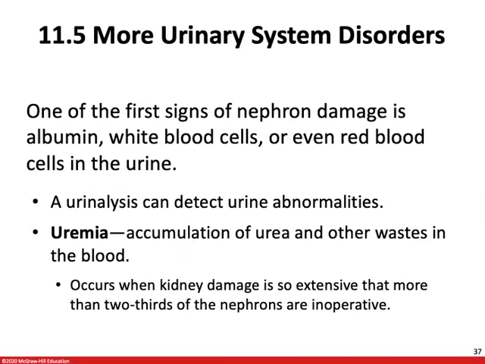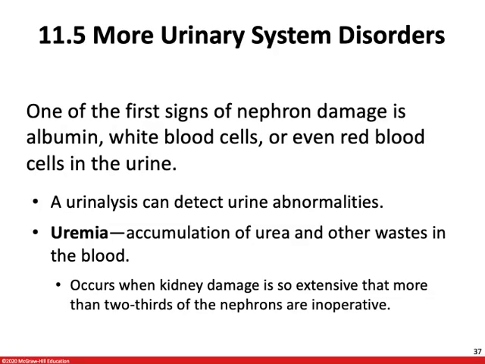So one of the very first signs of nephron damage is going to be albumin. White blood cells or even red blood cells might be found in the urine. So we're not going to be filtering things properly, and we can start to see things that should not be in the urine appearing in the urine. This can usually be detected through urinalysis, which is exactly what it sounds like. It's an analysis of the urine.